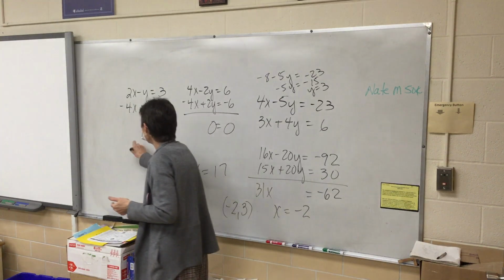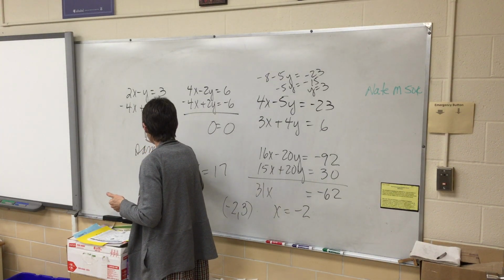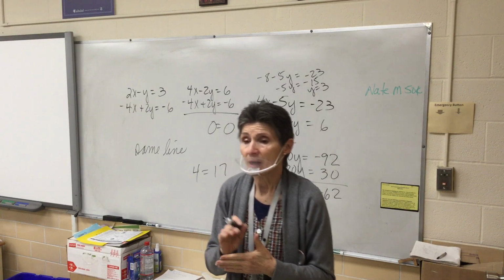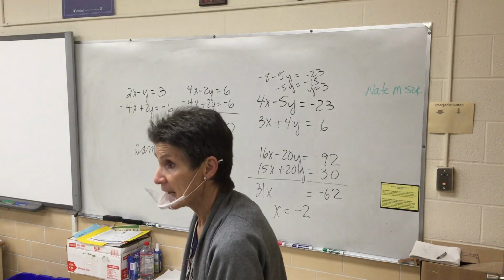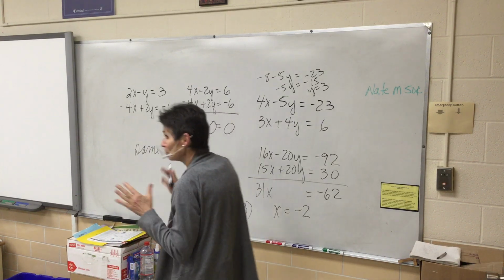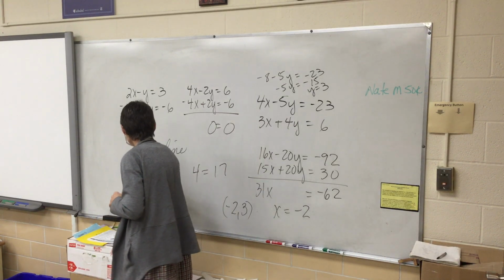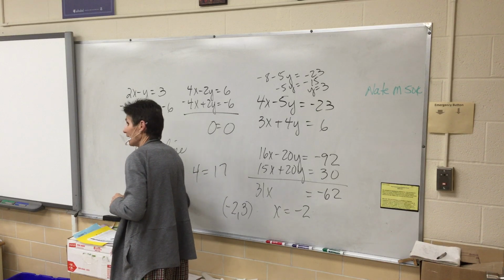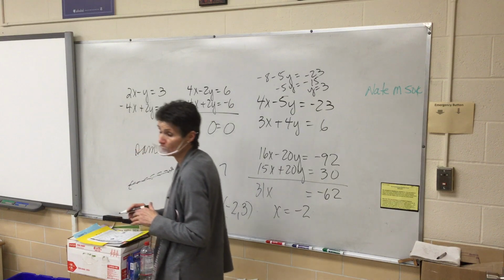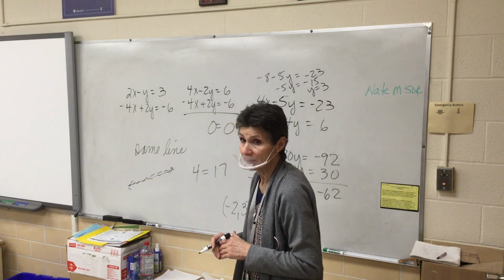This means they are the same line. There are infinitely many points of intersection. They are the same line. Now, please don't say all reals, because it's not every point in the whole wide world. It's all the points that are on one of the lines, right? These are the points that are the answer. Not every point, but they're the same line.